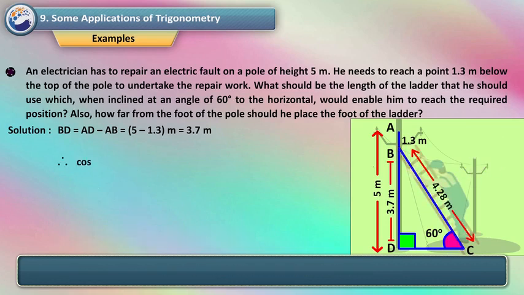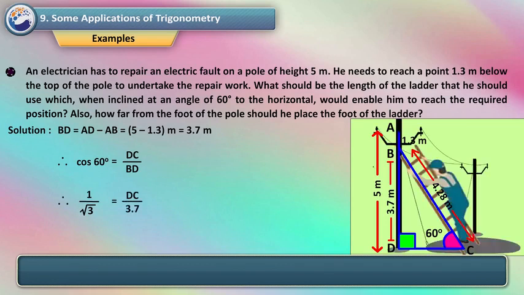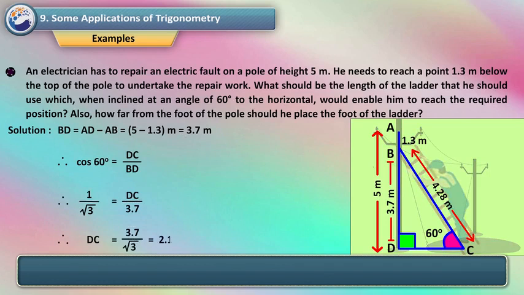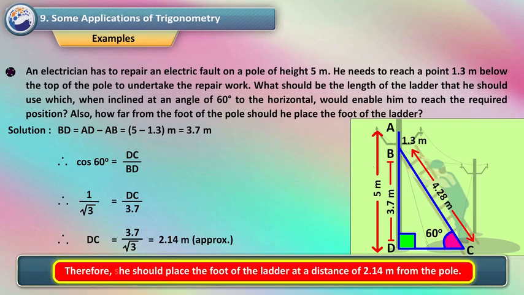Now, cos 60 degrees equals DC upon BC. Therefore, 1 upon 2 equals DC upon 3.7. Therefore, DC equals 3.7 upon 2 equals 1.85 meters. Therefore, he should place the foot of the ladder at a distance of about 2.14 meters from the pole.